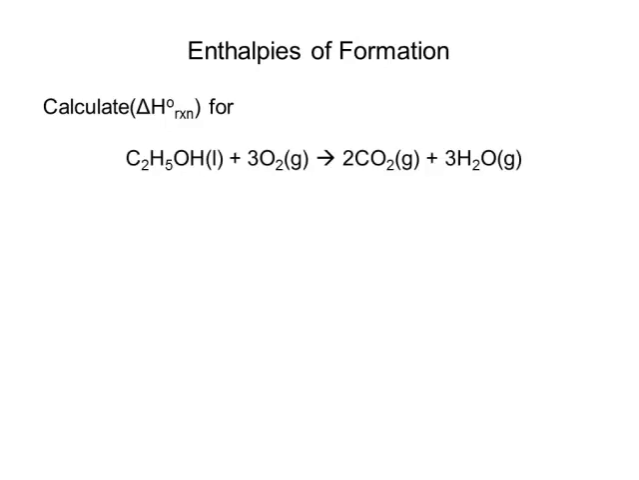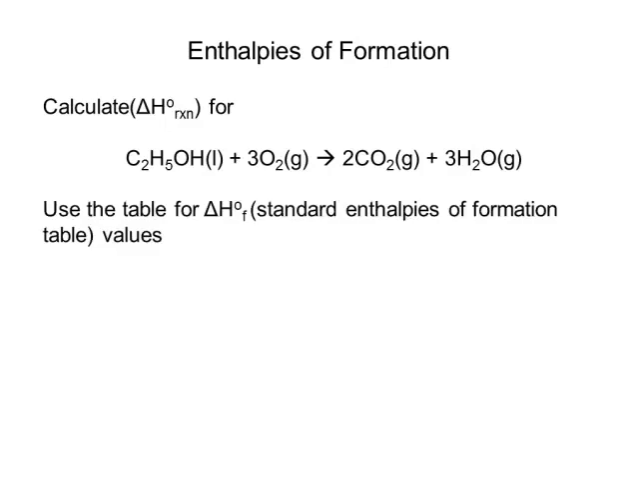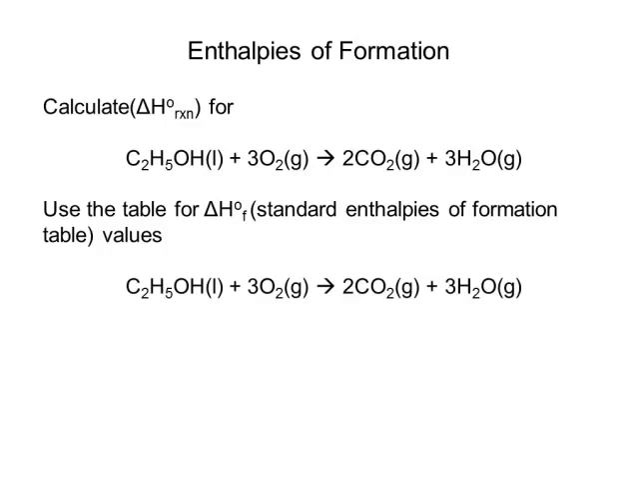In order to calculate delta H reaction, we need to get these standard enthalpies of formation. Those are available in a standard enthalpies of formation table. When we look each one up, we have to make sure to note the state that it's in. The C2H5OH is in liquid form, the O2 is in gas form, the CO2 is in gas form, and the H2O is in gas form, because those values depend on what phase the materials are in.